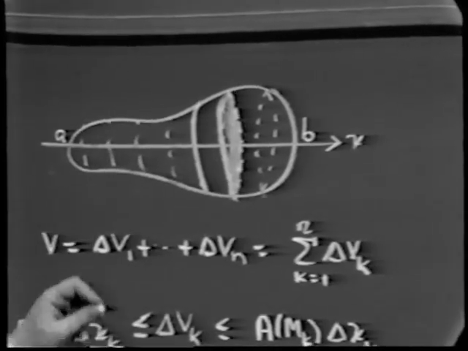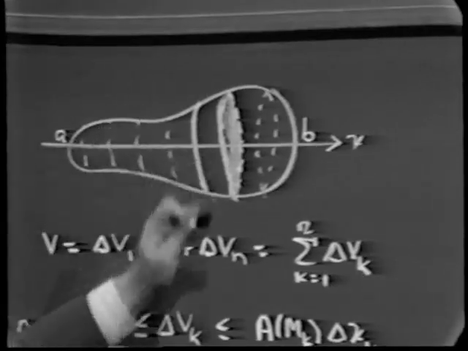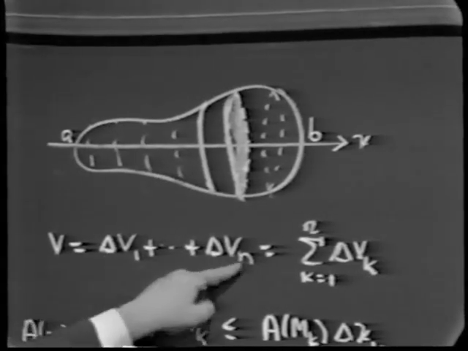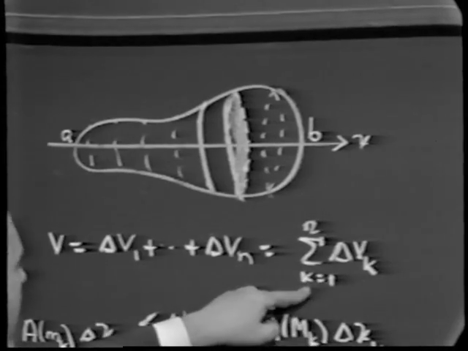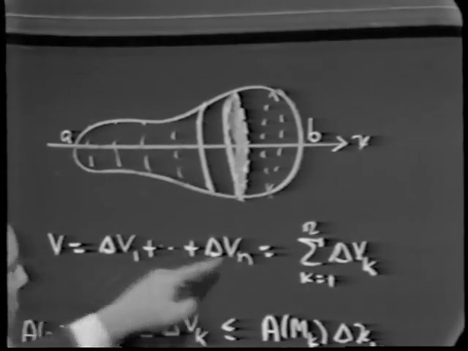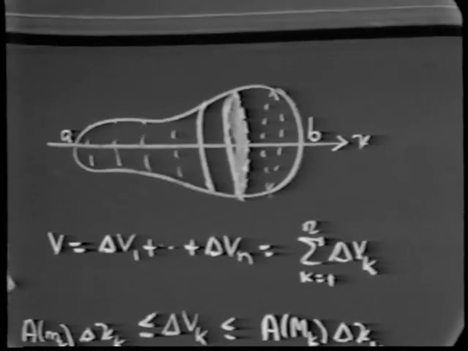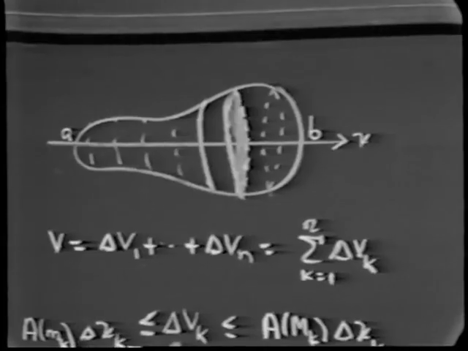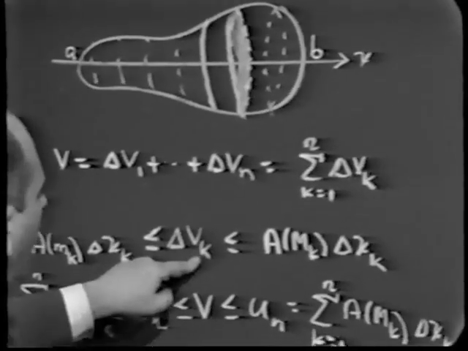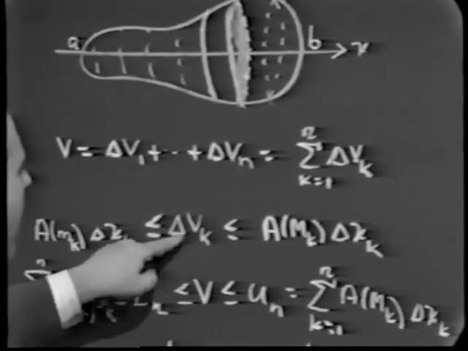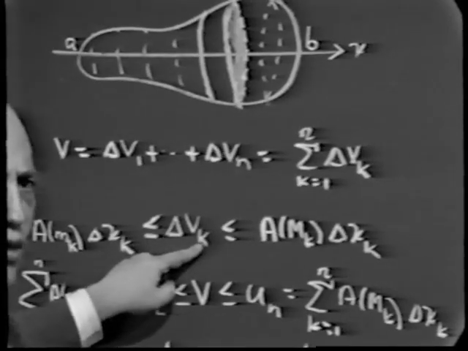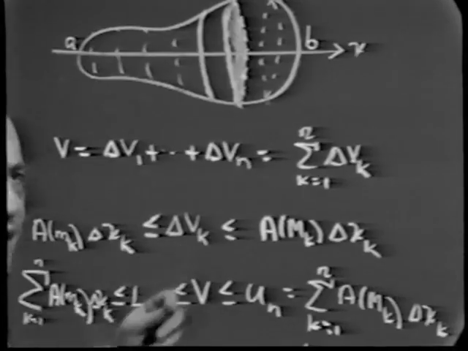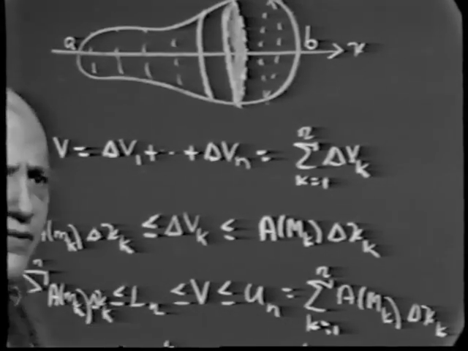And the idea again is what? We can slice this solid up into n parts, which I call delta V1 up to delta Vn. The sum of these would be the true volume that we're looking for. Now, I focused my attention on the kth piece here. And again, what I do is I inscribe and circumscribe cylinders, one of which is contained entirely within delta V sub k, and the other of which surrounds delta V sub k.